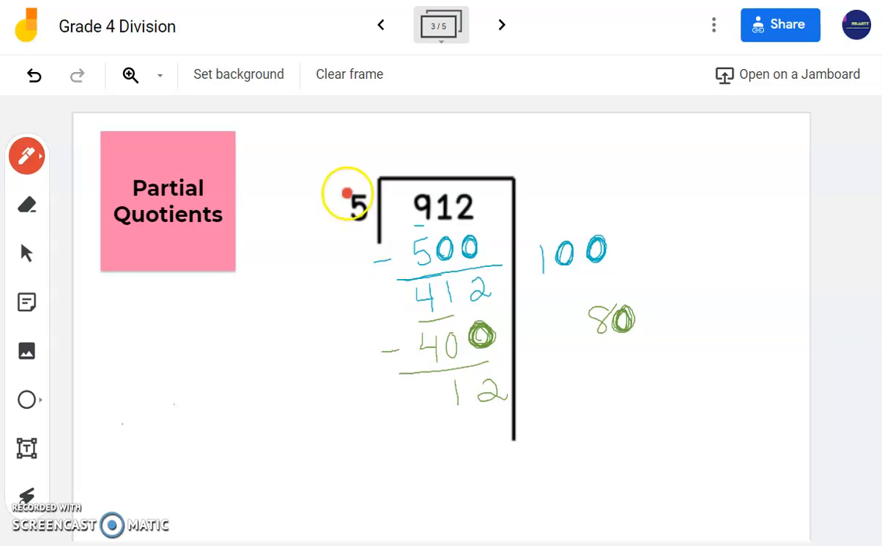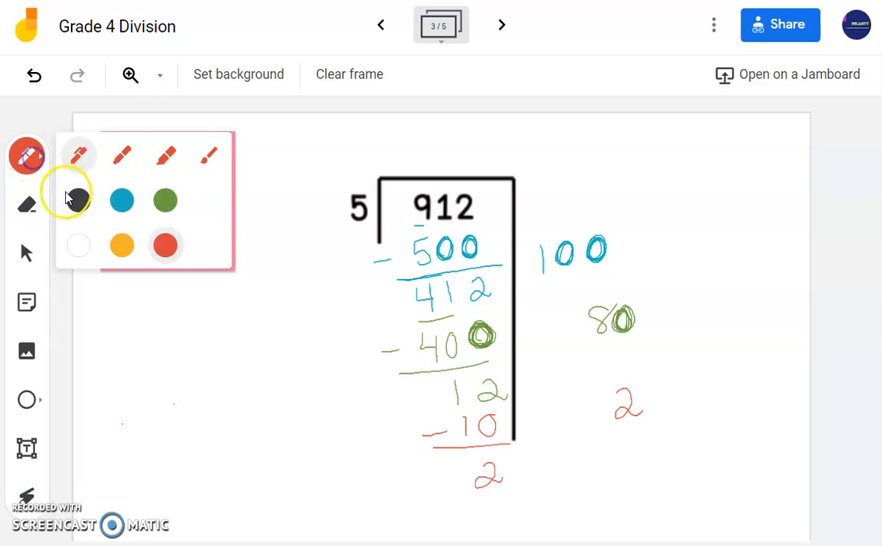So now my last part here is 5 times some number is going to get me close to or exactly to 12. Well, 5 times 2 is 10. 5 times 3 is 15. Well, that's too big. So 5 times 2 is 10. Let's subtract and we're left with 2. Now I know I'm finished because I have only 2 things left and we're creating groups of 5. So with those 2 remaining pieces, I can't create another group of 5. So I am finished. That is known as my remainder.